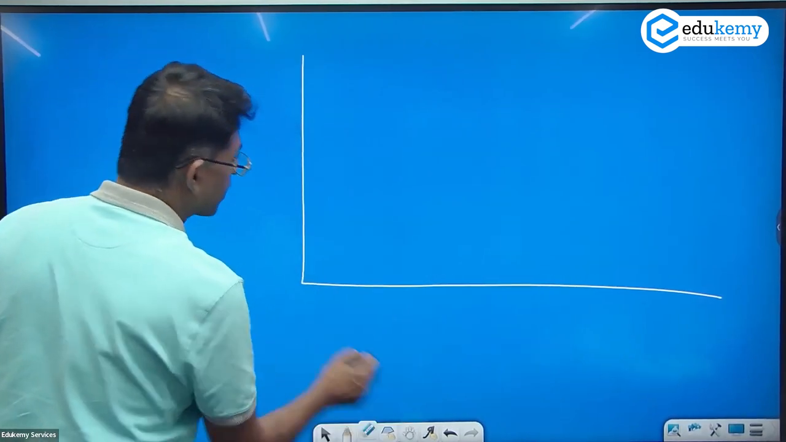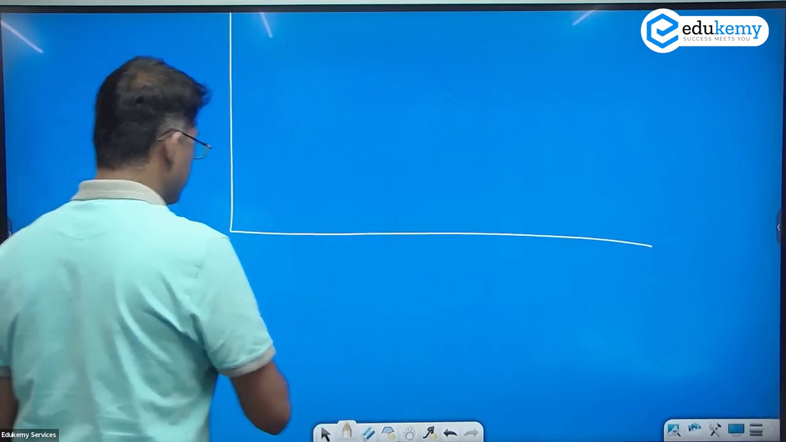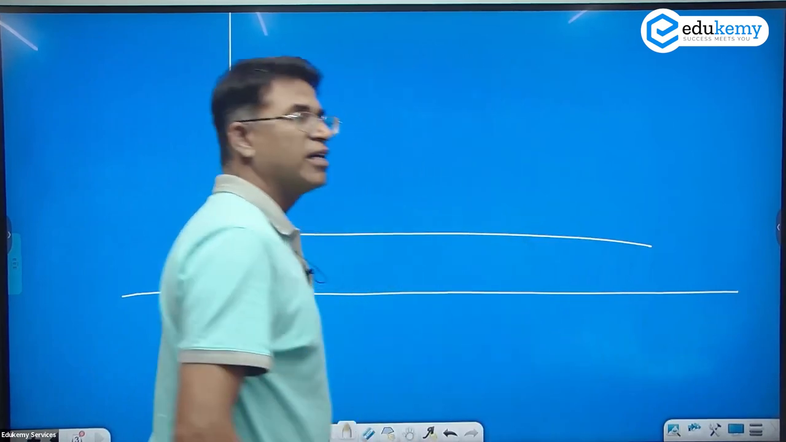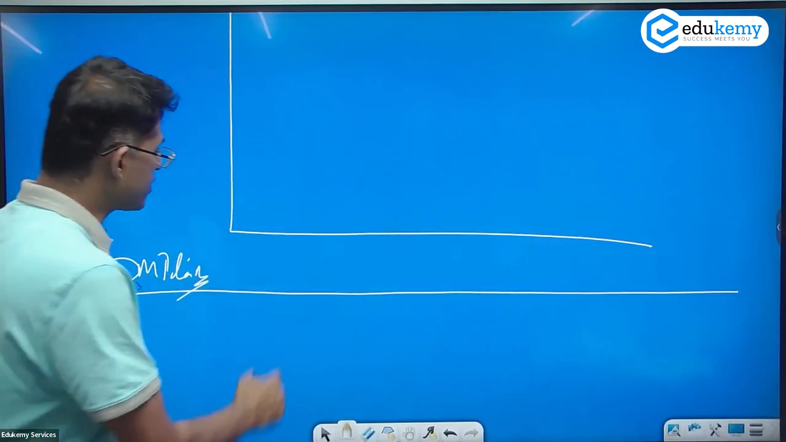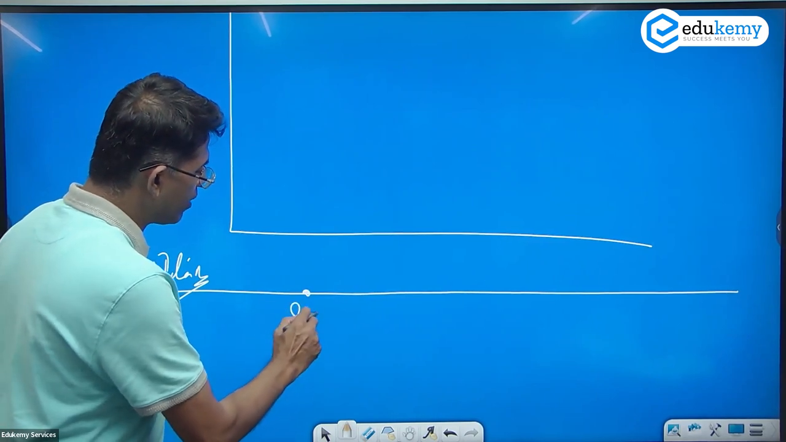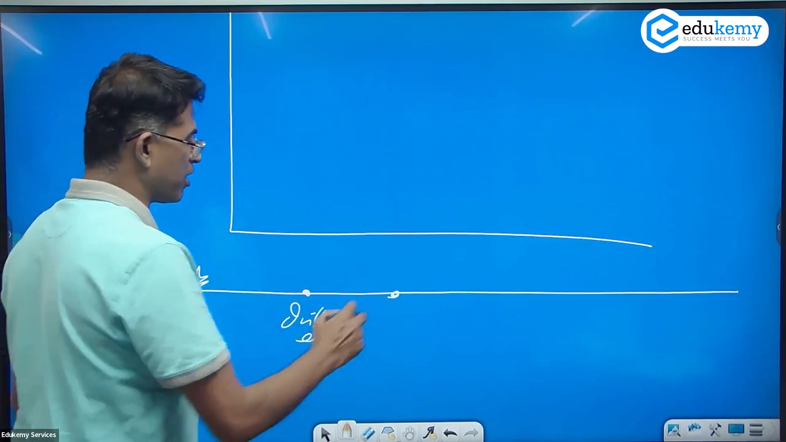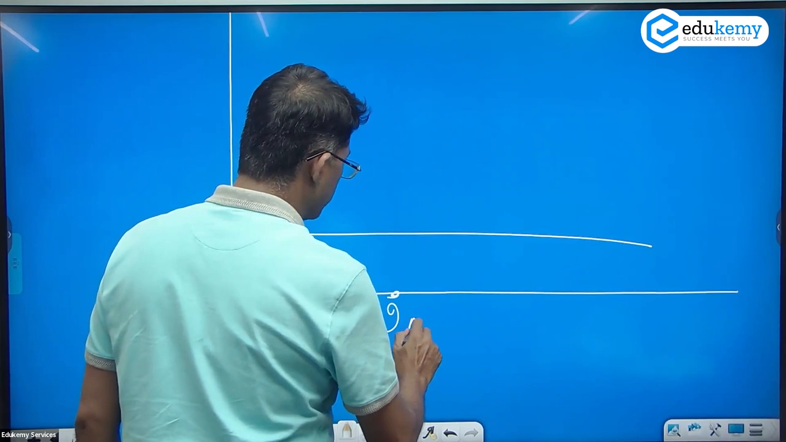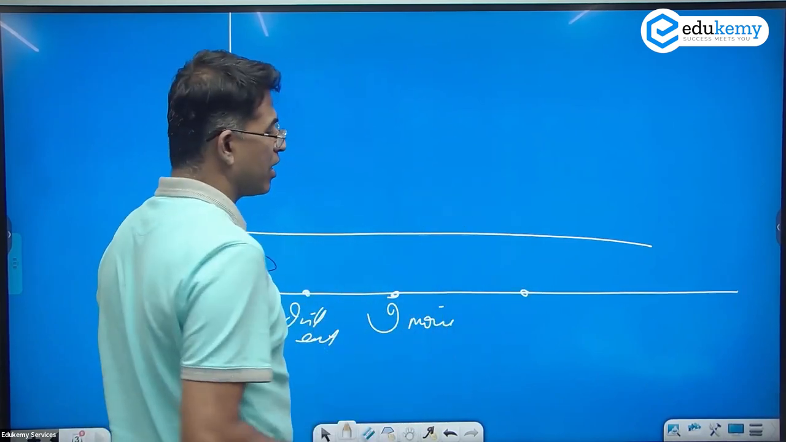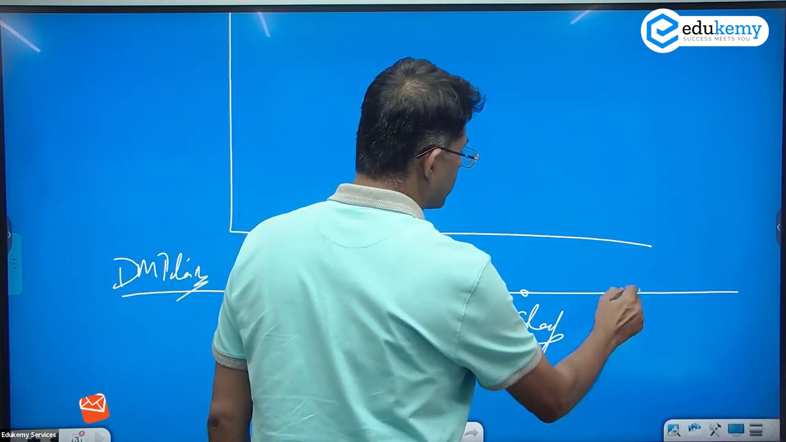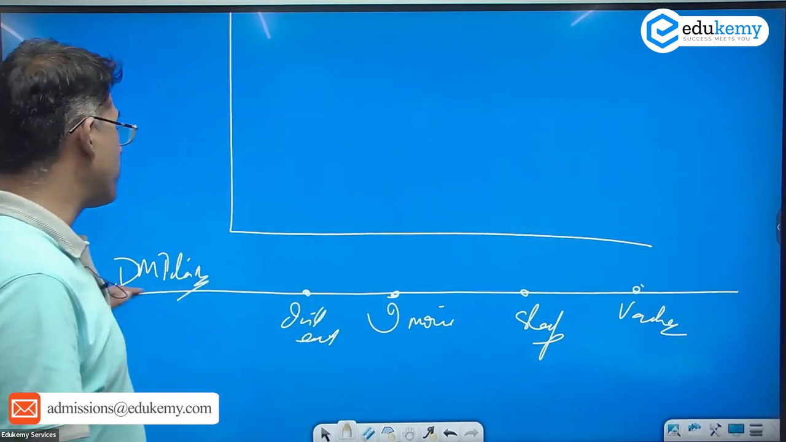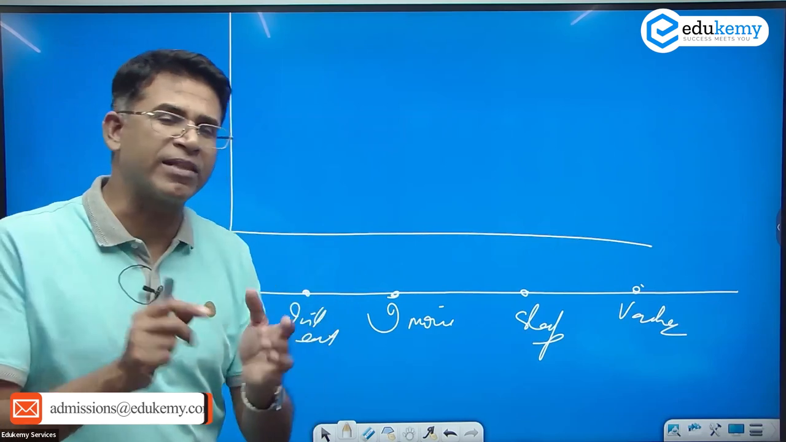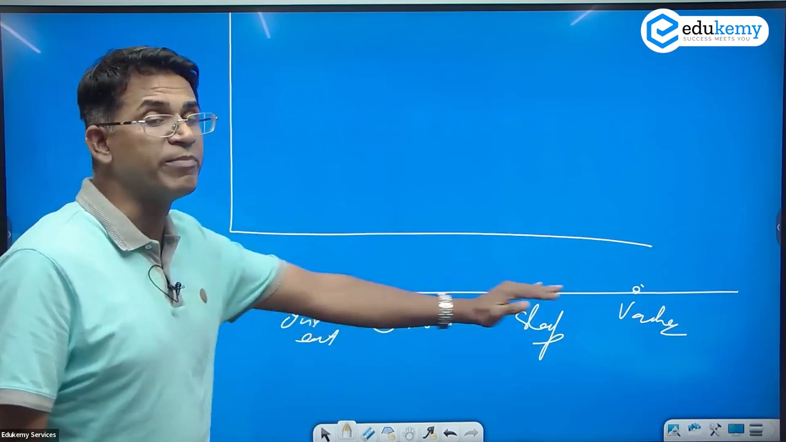So this is the matrix, and this is the decision making plane. Say this is one decision: I will eat. This is a decision: I will go watch a movie. A decision: I will go to sleep. A decision: I'll go on a vacation. So this is the plane on which I have mapped it, this is what it means.